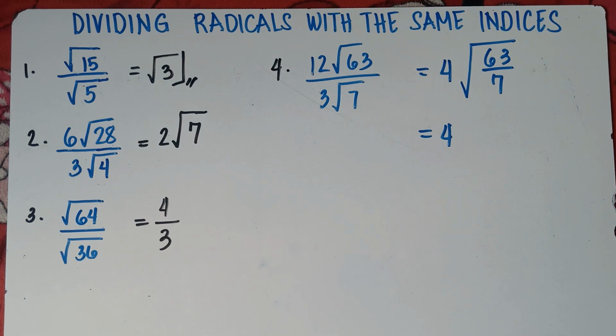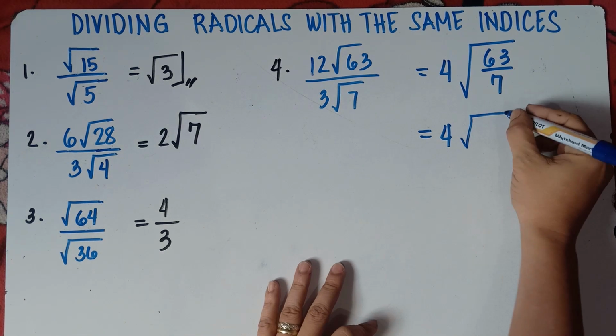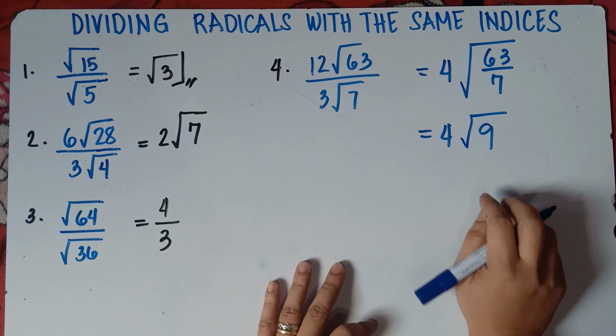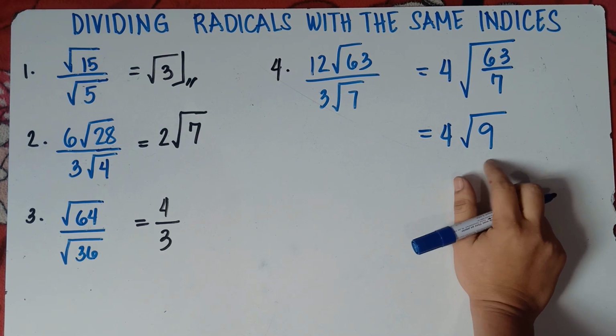What's the answer, class? 63 divided by 7. That's correct. 63 divided by 7, that is 9. So, that would be 4, then square root of 9. Do we have the square root of 9, class?